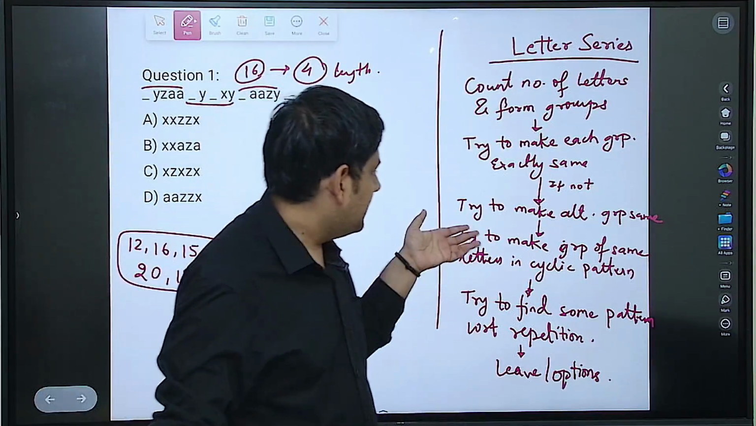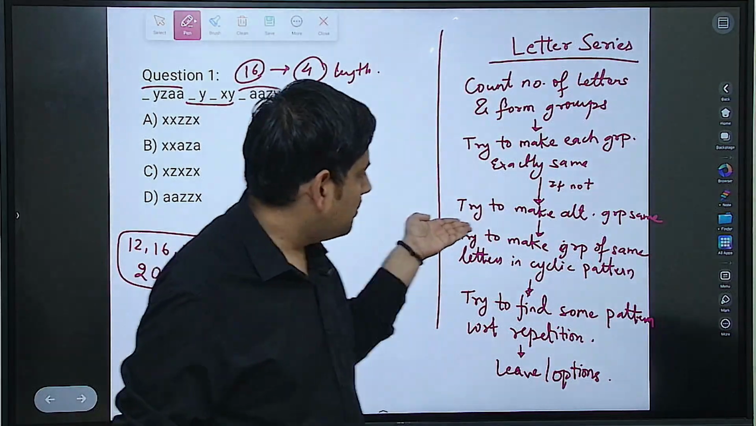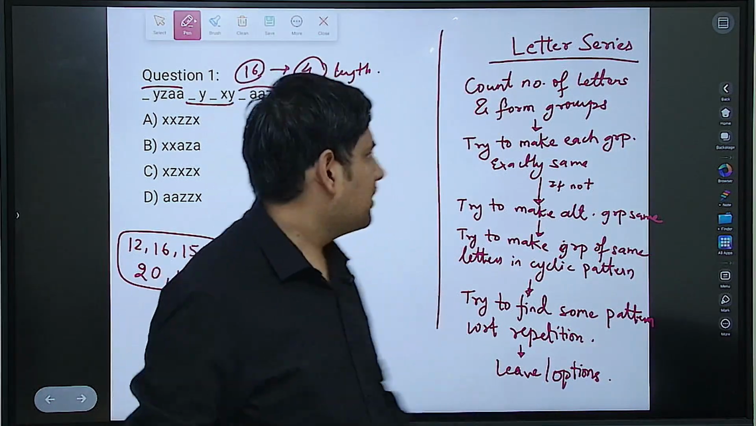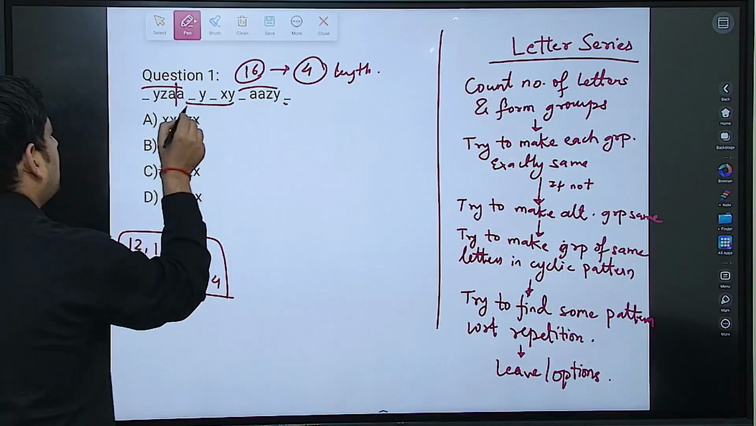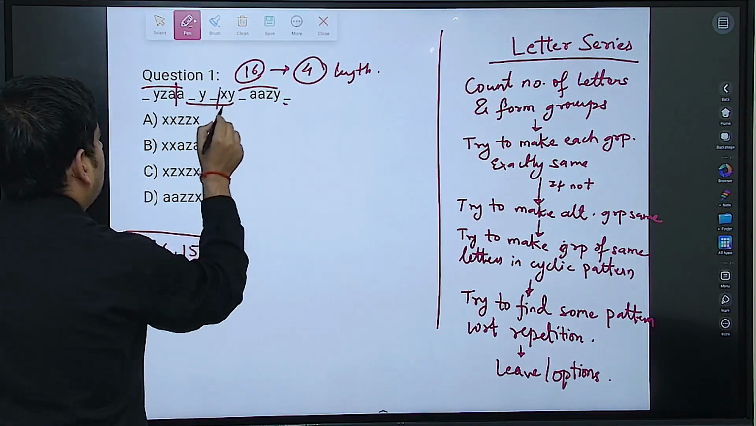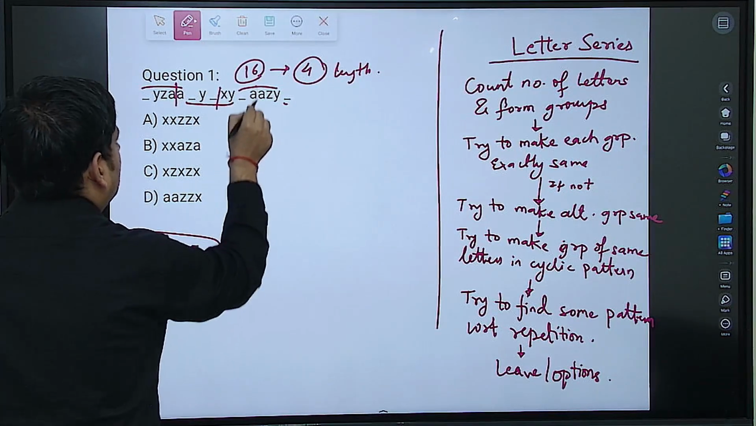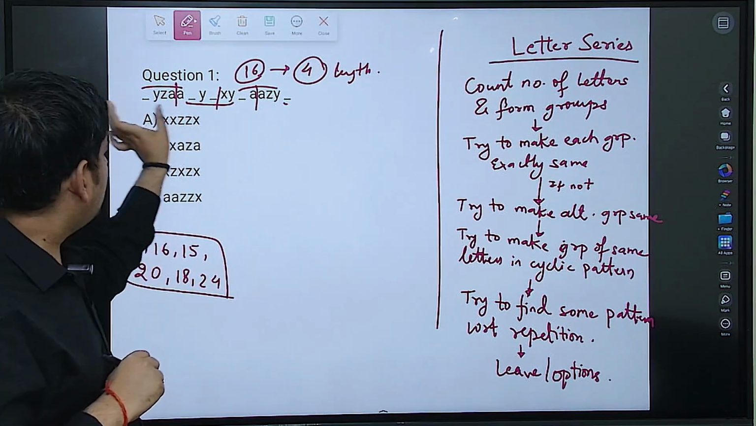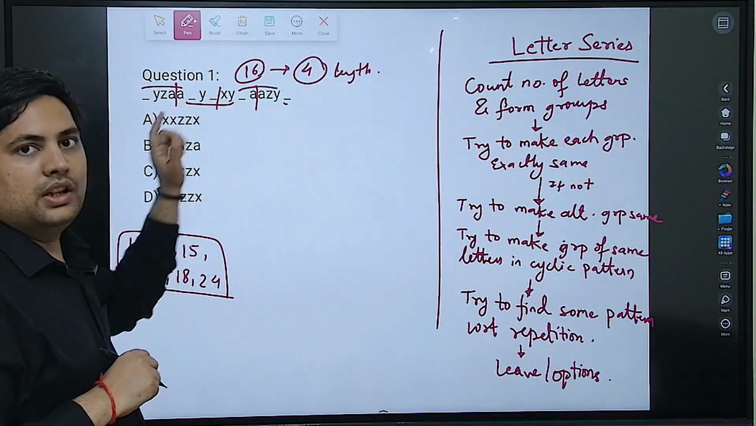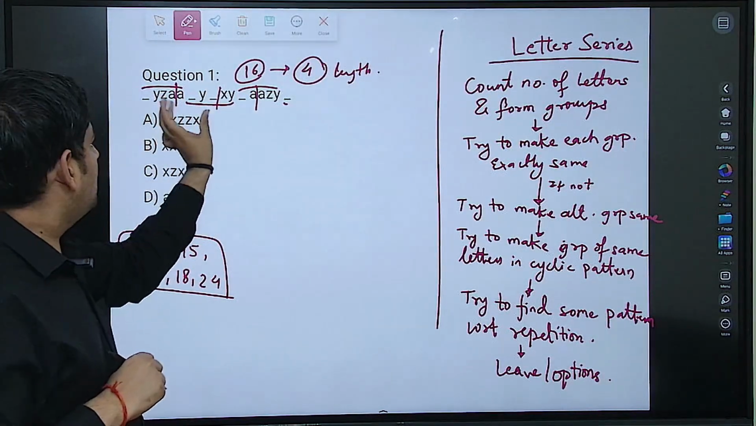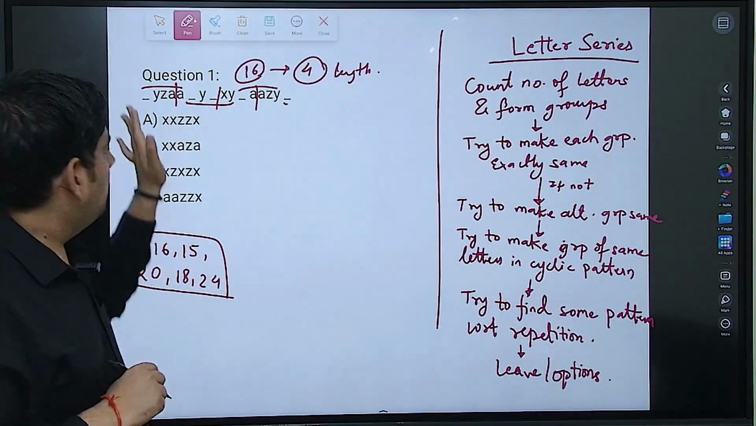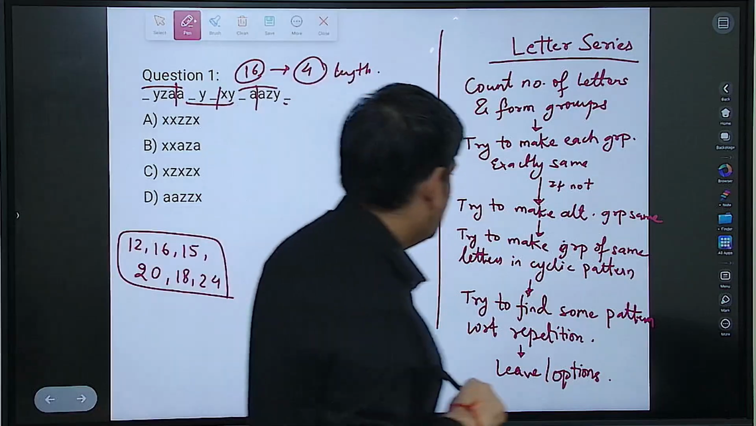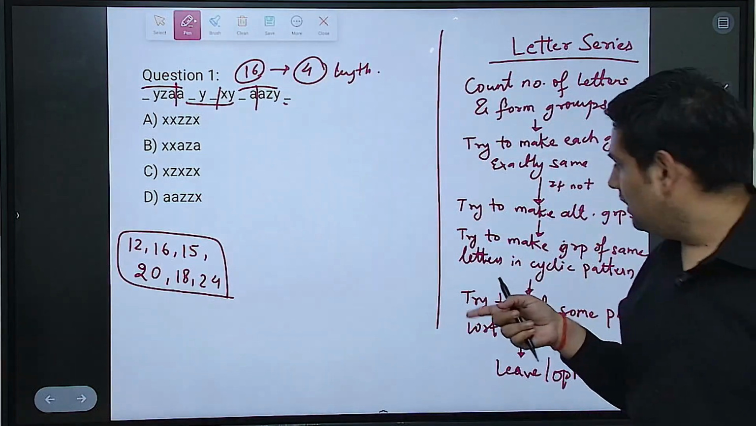Then next is, if this is not possible, you try to make alternate groups same. Correct? So let's say you form a group of 4 here, and after that 4 here, 4 here and 4 here. Now if this and this can't be made same, then you try to make this group and this group, that is alternate groups, same. This group, this group, this group and this group. So you try to make alternate groups same.